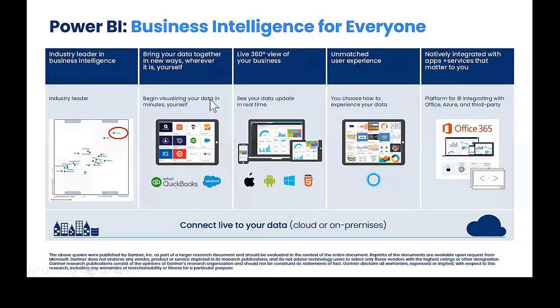So Power BI allows us to bring data together in new ways wherever you are. It gives you a live 360-degree view of your data, and it allows you to really see a single version of the truth under one pane of glass. So if you are an executive and you want to see what's going on in each of your different departments, you can look at one dashboard that shows you all of the information that you need. And then if you'd like to ask questions or see details about specific pieces of information, you can drill down into those specific departments and see what's going on.